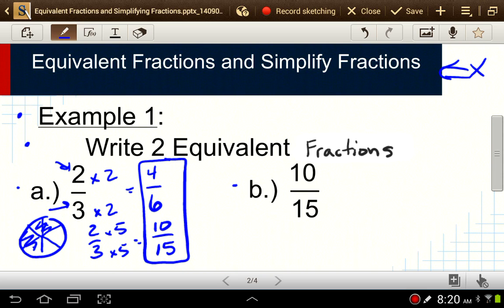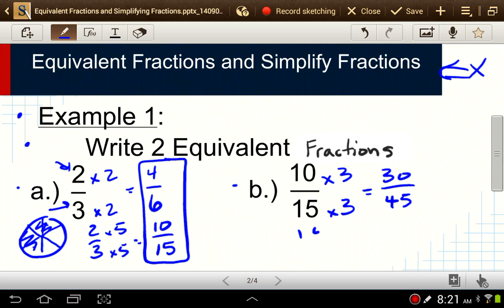Okay, in example B, we have 10/15. So for this one, again, I'm doing the same thing. I'm going to choose a number and I'm going to multiply the numerator and denominator by that number. I'm going to try 3. I'm going to multiply both by 3. 10 times 3 is 30. 15 times 3 is 45. So there's one equivalent fraction.